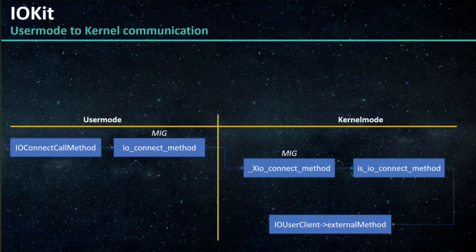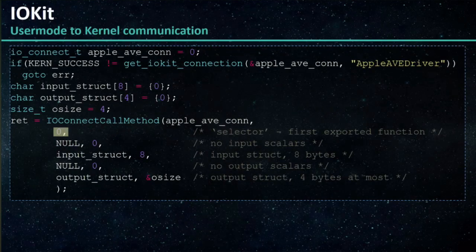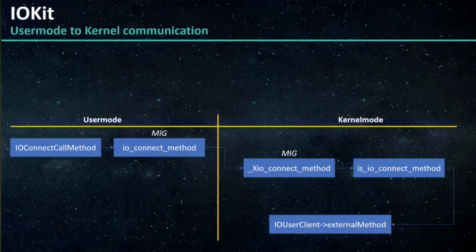So again, the whole flow: the user calls IOConnect call method. We see it here, IOConnect call method, which calls the MIG function, IOConnect method, which calls mach message. It traps into the kernel. The kernel gets into X IOConnect method, which calls IS IOConnect method, which eventually calls the driver's external method implementation. So far, that's everything about the code. Now let's see how it actually looks in the binary.